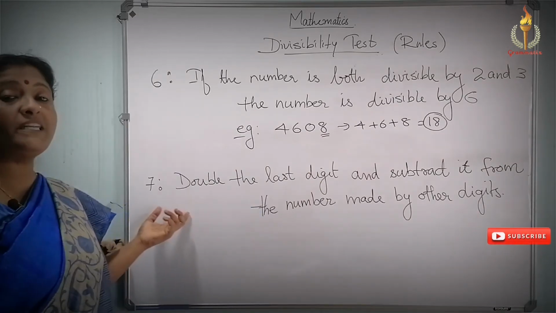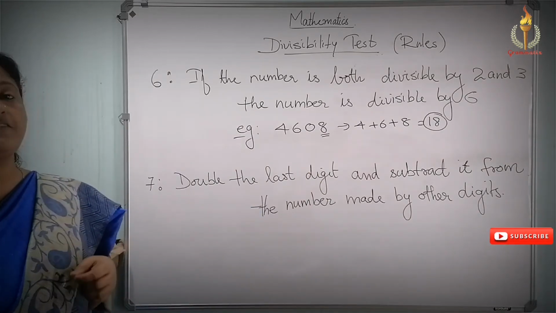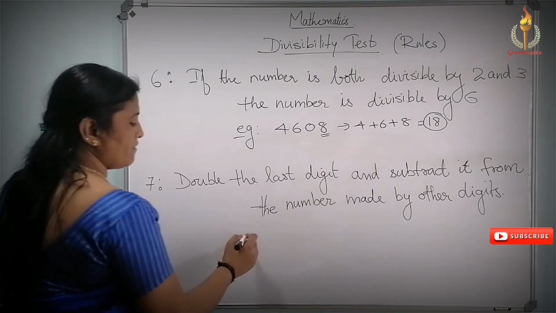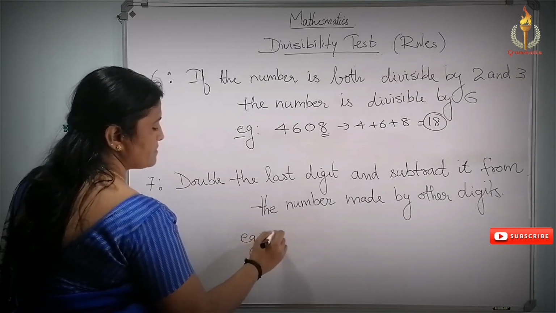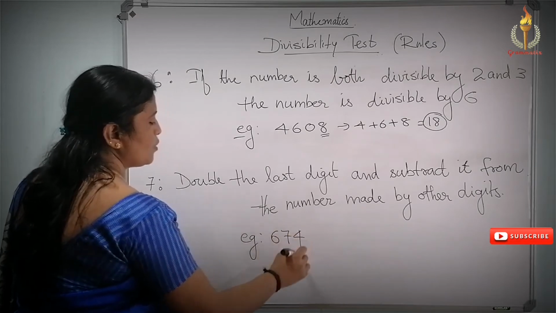Moving on to the divisibility test of 7. What does the divisibility test of 7 say? I will be giving you an example for that. That is, you take the number 674.